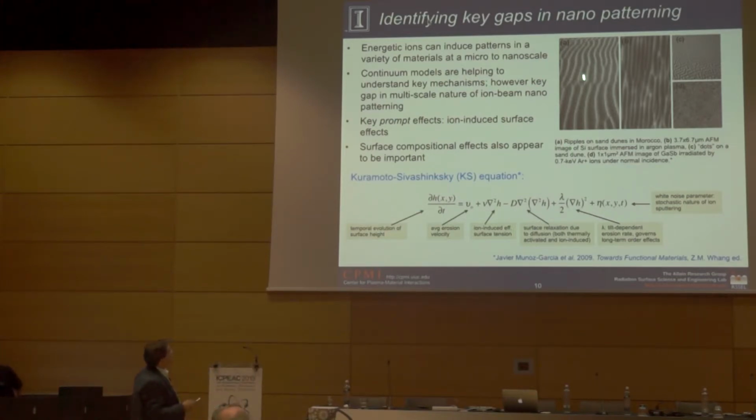Very much, for example, as you see here in this nice comparison in this paper, where you see the ripples on sand dunes in Morocco and the kind of structure that you can get by irradiating silicon with argon, very similar physical mechanisms can take place, inducing these kinds of patterns that we see in nature.